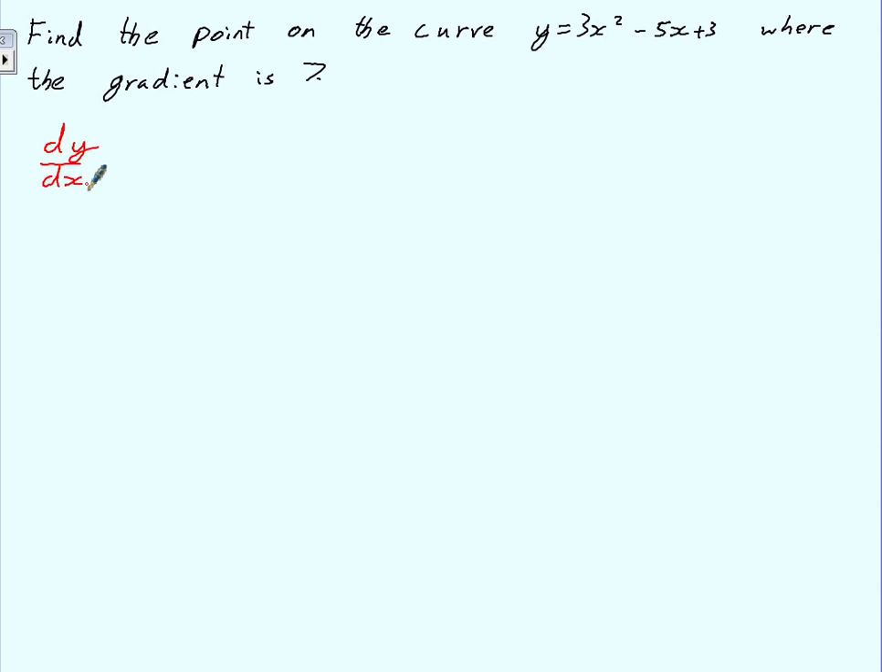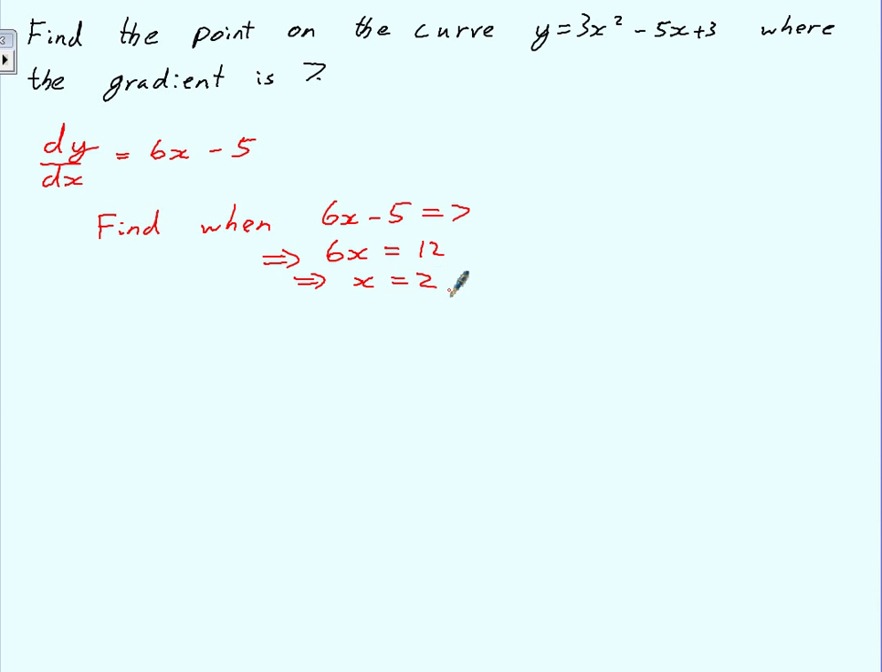Really important to use the correct notation in maths. So this time when we differentiate it, this is going to become 6x minus 5, and again the constant term will disappear. So this is my gradient function. I want to find when this is equal to 7, so to do that I'm going to make this into an equation. Find when 6x minus 5 equals 7. So this is obviously going to be when 6x equals 12, or in other words, x must be 2.